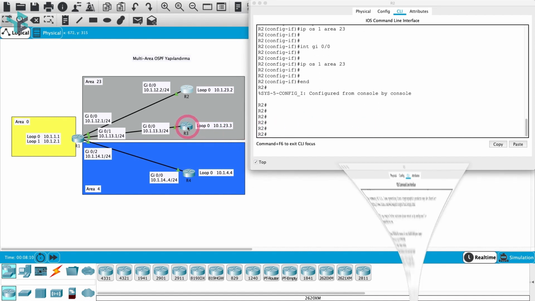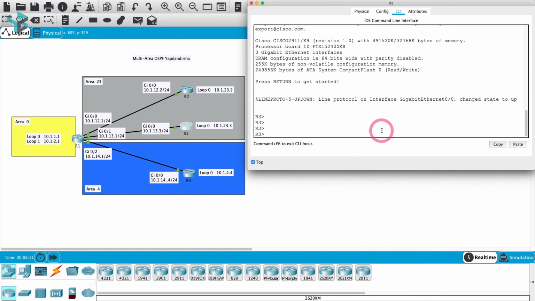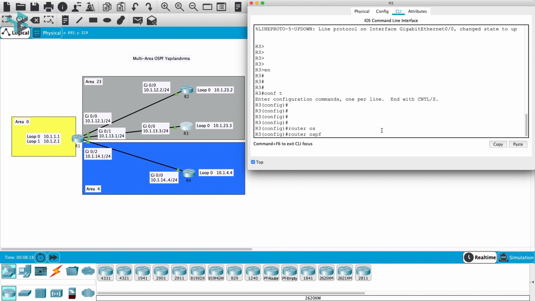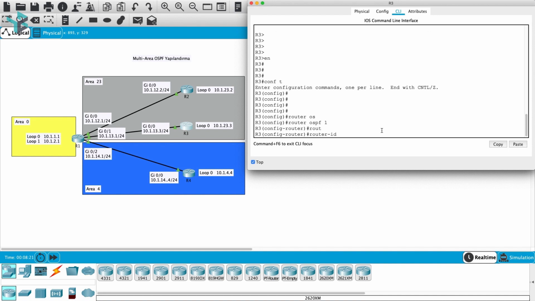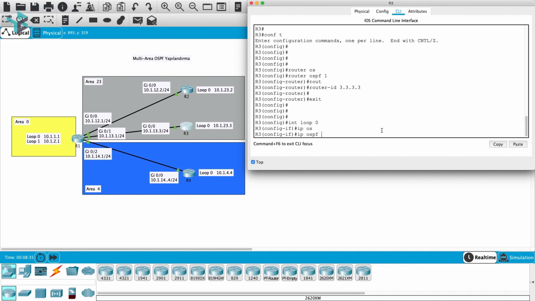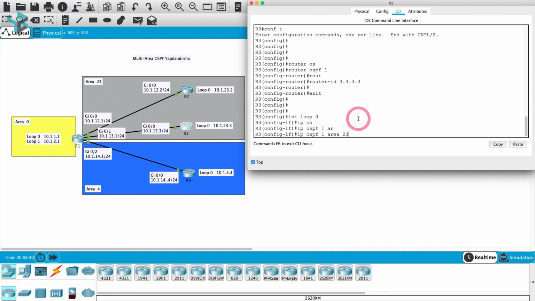Now let's go to router 3. Here I write router ospf 1. Let the router ID be 33. I exit and switch to interfaces. Interface loopback 0, I write ip ospf 1 area 23. I took the router 3 interfaces to area 23.